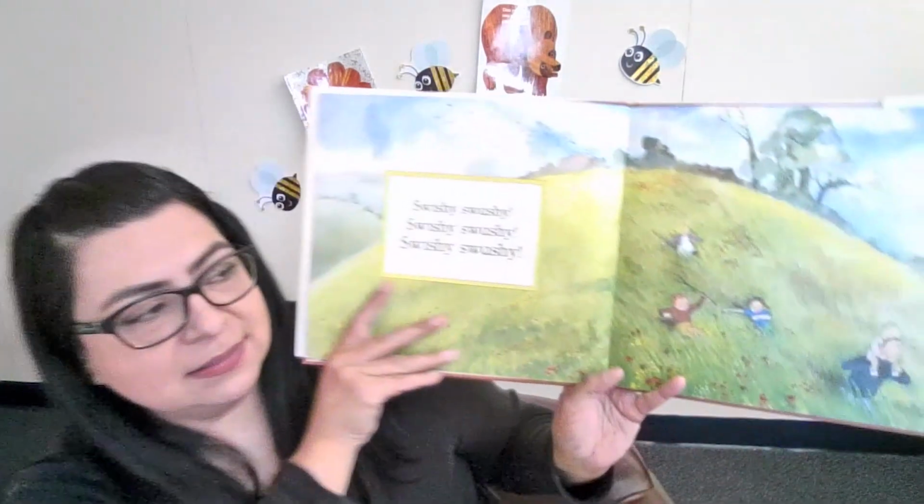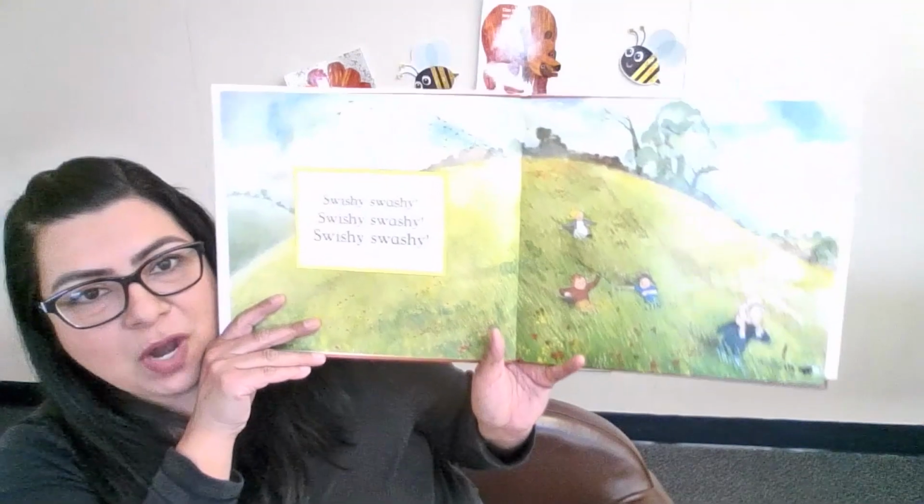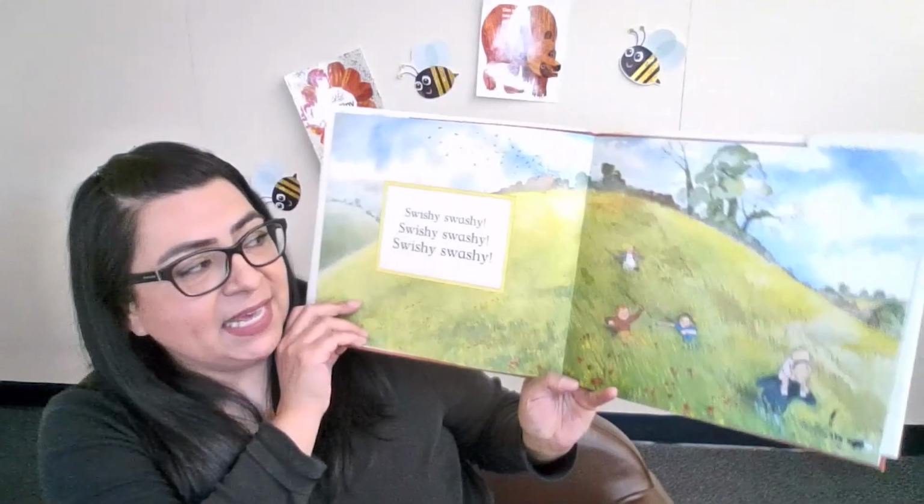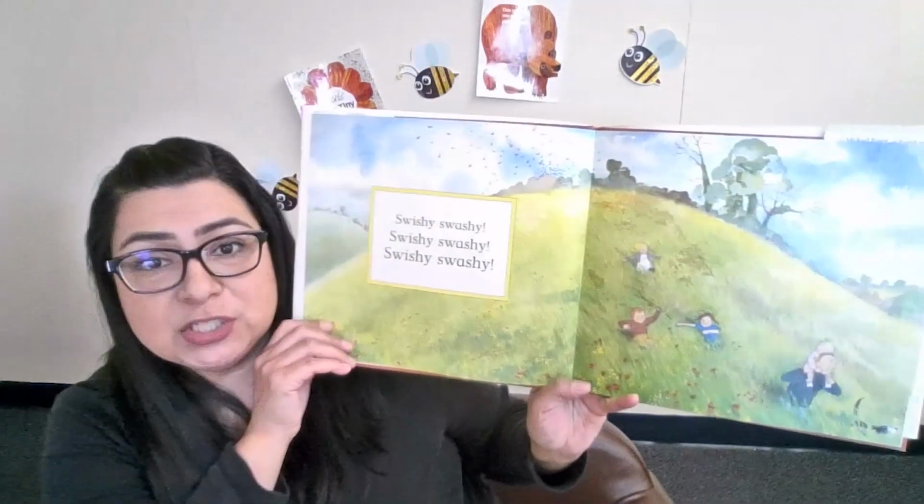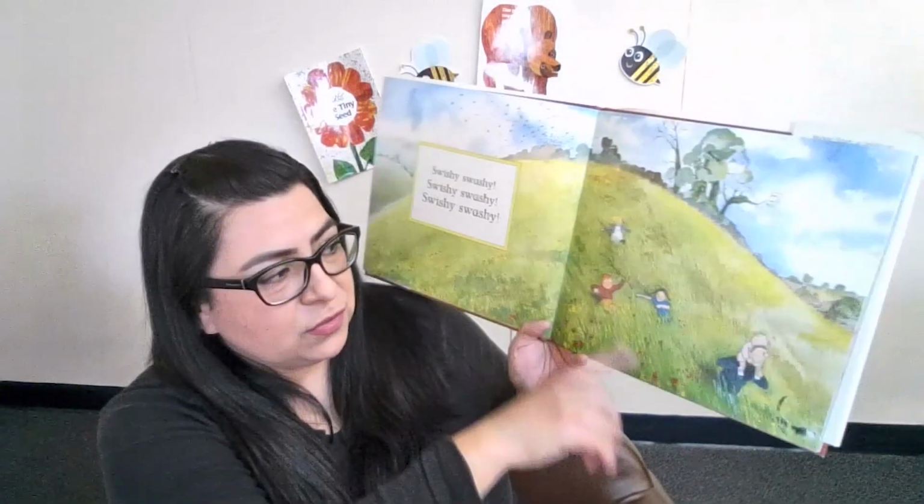So first they find some tall grass. So they're going to walk through the tall grass, and it makes a swishy swashy, swishy swashy, swishy swashy sound. So that's one of the locations they go through.